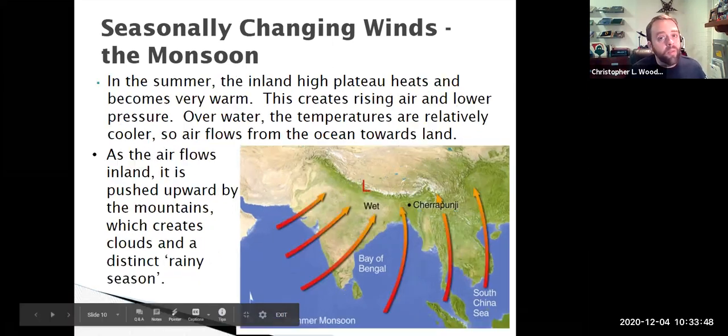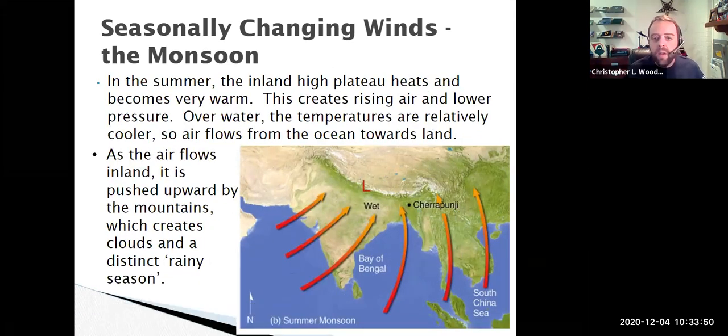In the summer, that process reverses. Now the land heats up faster than the ocean. The ocean is going to be cooler. And so we have high pressure over the ocean, lower pressure on land. The air will move from the ocean into land. It's going to bring with it that moist, warm, wet air, maritime tropical. As it goes over the land, it gets hot, it rises, it cools, condenses, comes down as rain. So in the summer, we have the rainy season.